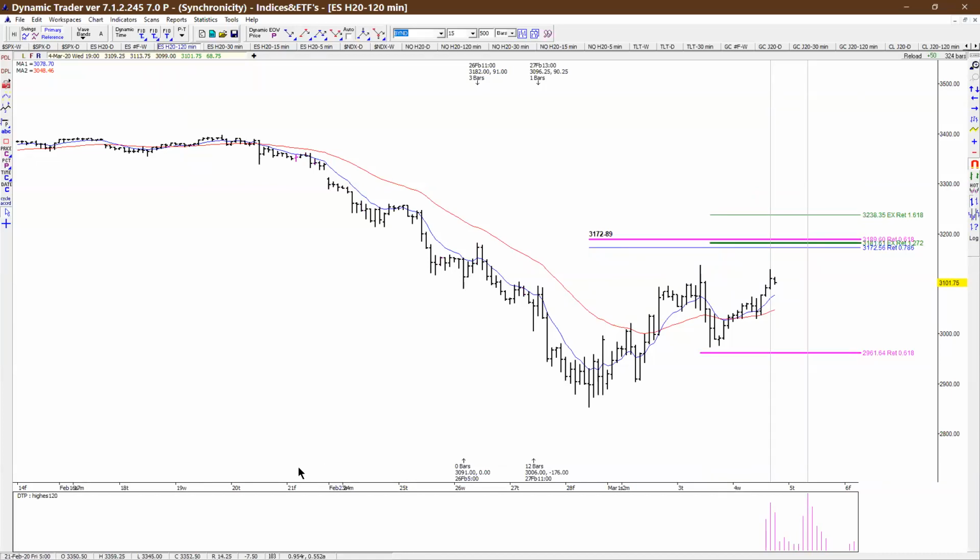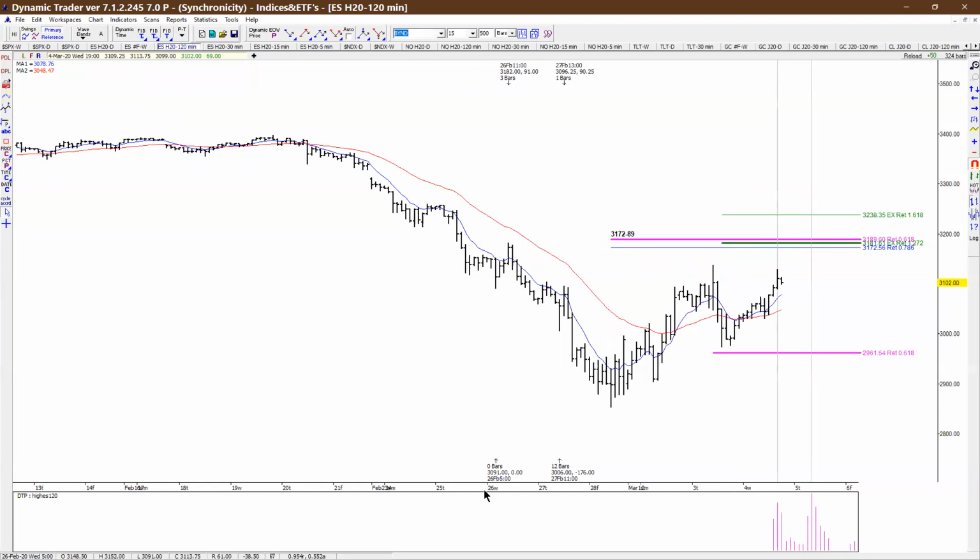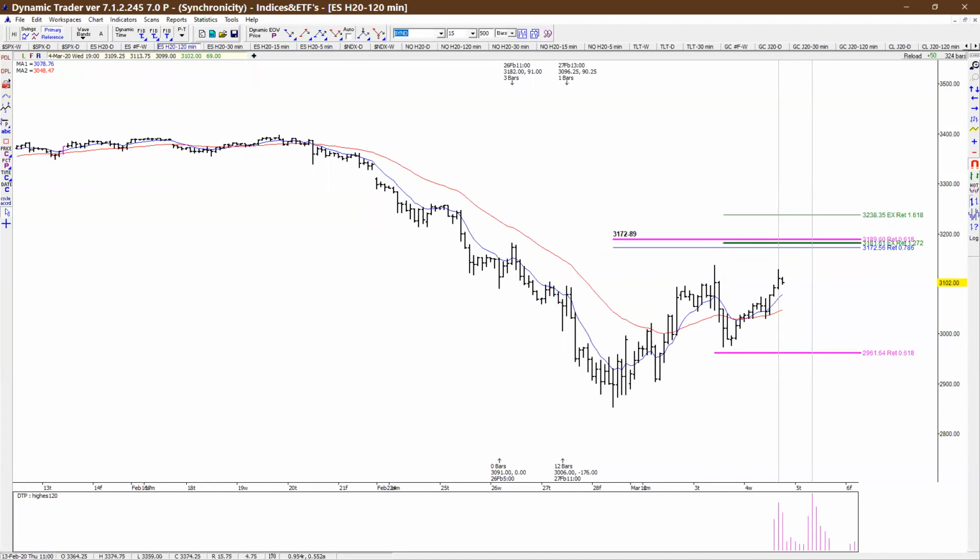Okay, question is the next. I don't have the next timing for the GDX. I did not run that.